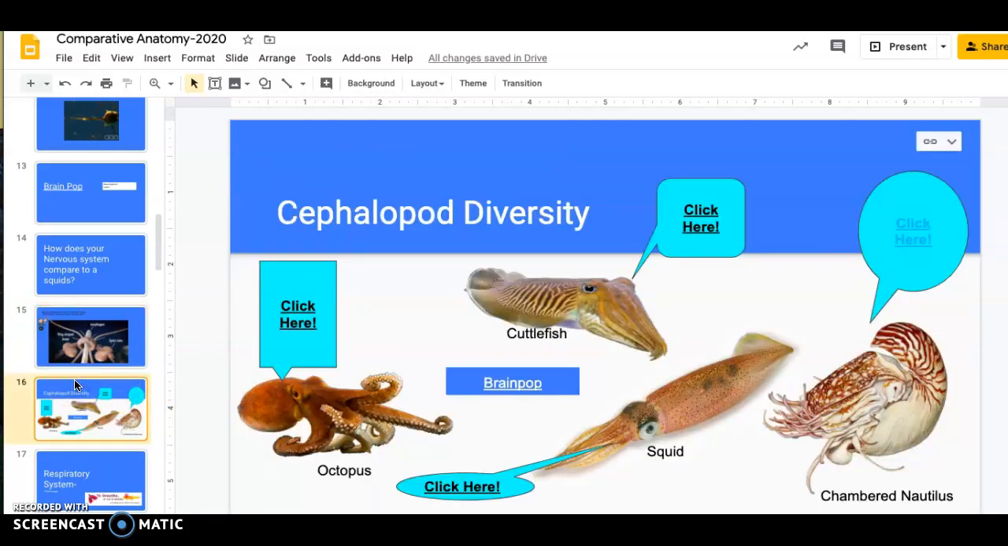Slide 16 is just some cool things about the squids and their relatives. These are all types of cephalopods. Cephala means head and pod means foot, so these things are head-feet. And the foot is actually the tentacle part of it. It's divided into a whole bunch of little tentacles and arms. You're welcome to click on any of those and they give you some information about each of the different groups: the octopus, the cuttlefish, the squid, and the nautilus.